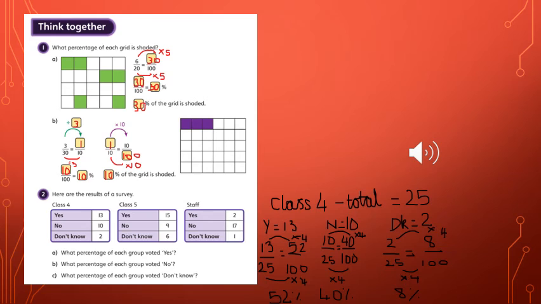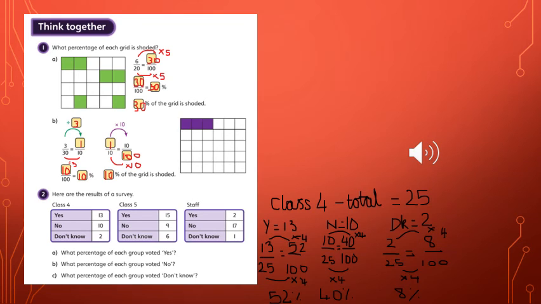10 people voted no. So I've got 10 out of 25 voted no. So to get from 25 to 100, I times by 4 again, which means I have to times 10 by 4 this time because I've got 10 people voting no. So 10 times 4 is 40, so I know that it's 40 out of 100, which is 40%.